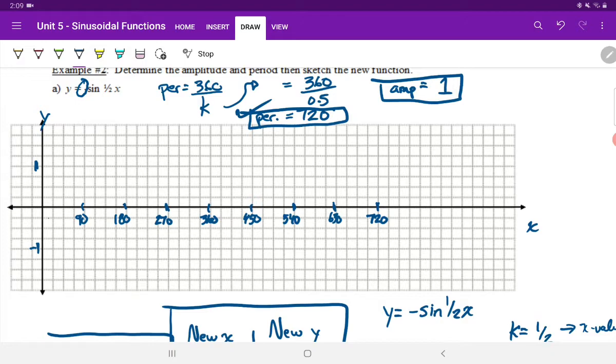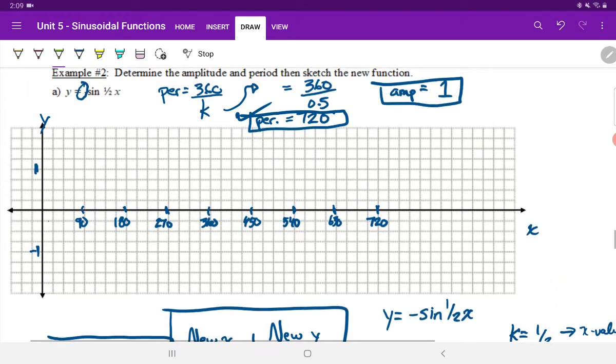All right, so in green, I'll do y equals sine x. So 0, 0. 90, 1, 180, 0, 270, -1, back to 360. Here's our curve. There's one period of y equals sine x.